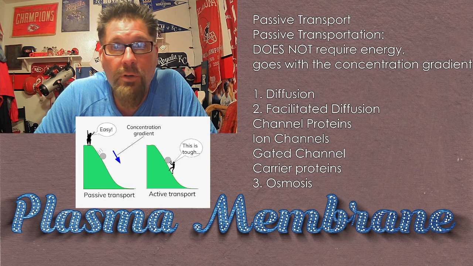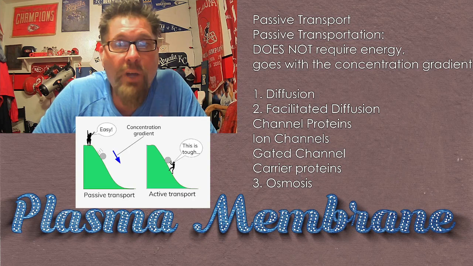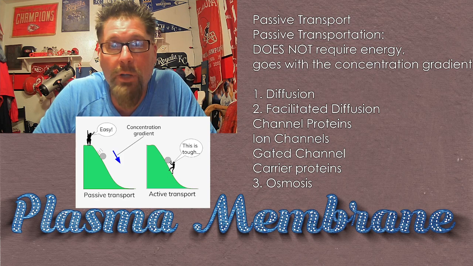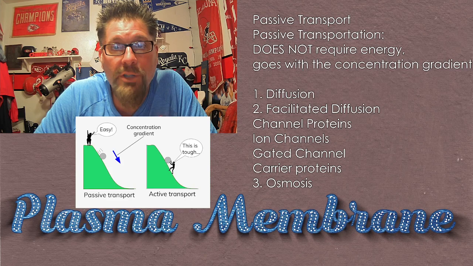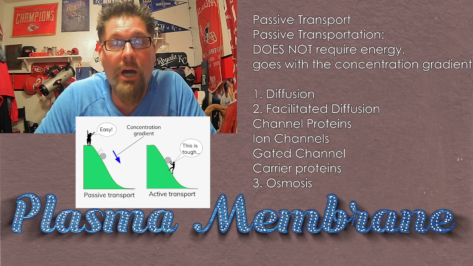Things move through passive transport from the area where they are to the area where they're not. They move downhill. This picture here below me: in passive transport, the ball rolls downhill. That's the concentration gradient. In other words, the ball is completely at the top of the hill, 100%, and it moves to an area where it's not.